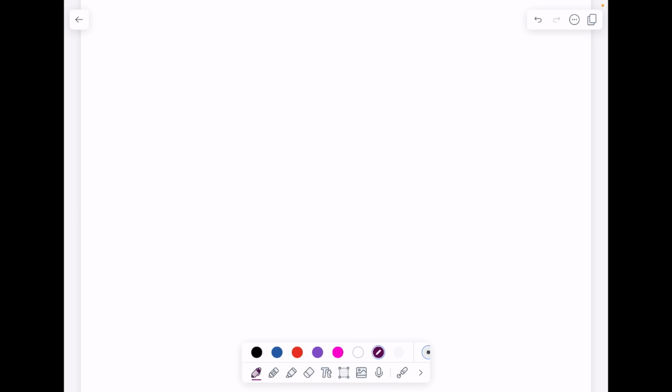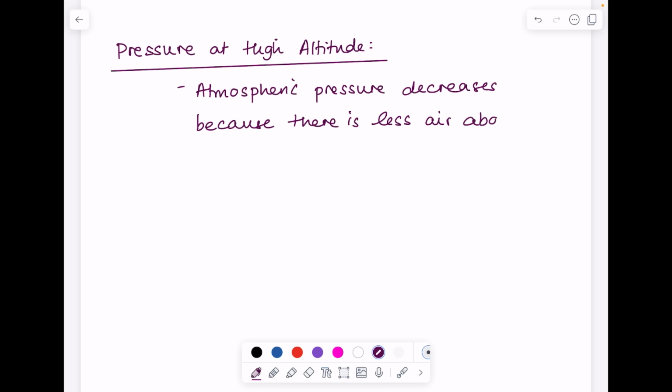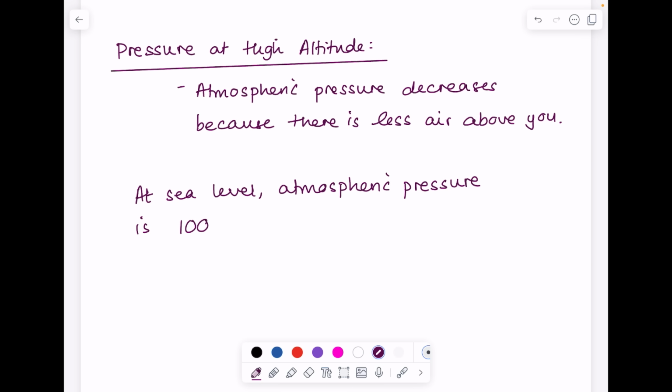Let's think about how pressure changes with altitude. So pressure at high altitude, such as the top of a mountain, maybe you're aware already, but people always talk about there being less oxygen on the top of Mount Everest, and that's really due to the decreased air pressure. Atmospheric pressure decreases because there is less air above you. At sea level, it's worth learning this, atmospheric pressure is approximately 100,000 pascals.